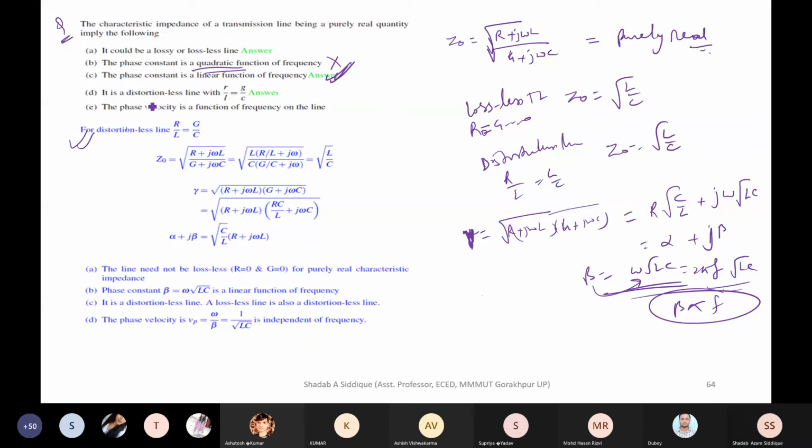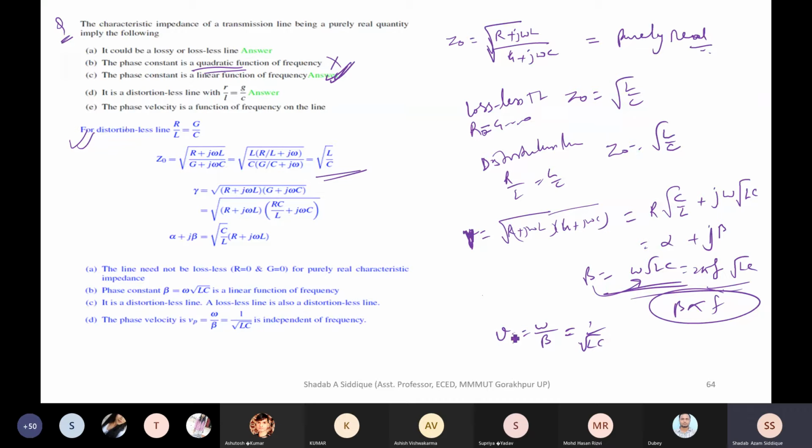Okay. Now it is a distortionless line with R by L equal to G by C. Yes, it is a distortionless line. The statement says the phase velocity is a function of frequency of the line. We know phase velocity is equal to omega by beta, which is equal to 1 by root under LC, since beta is equal to omega root under LC. So it is given that phase velocity is a function of frequency of the line. No. Phase velocity is not a function of frequency.